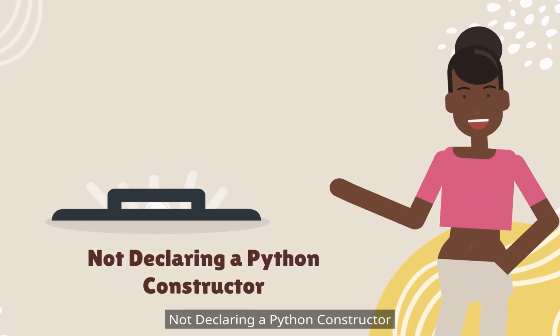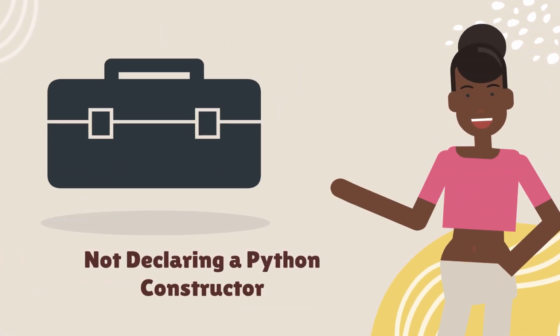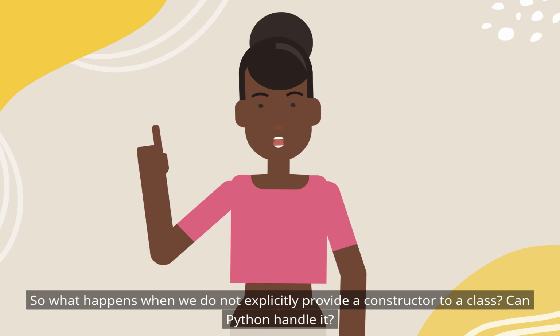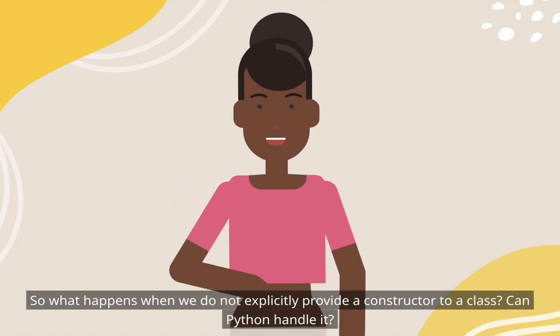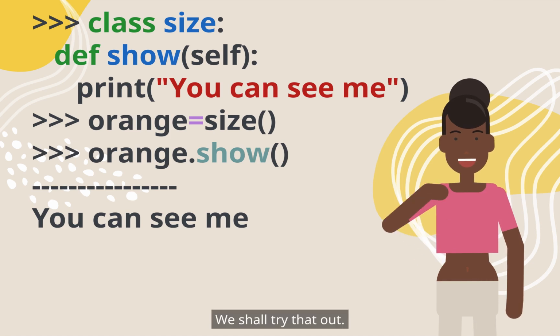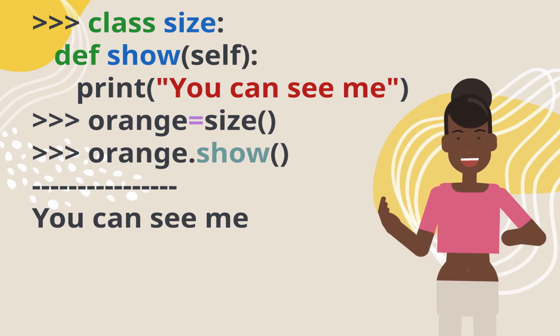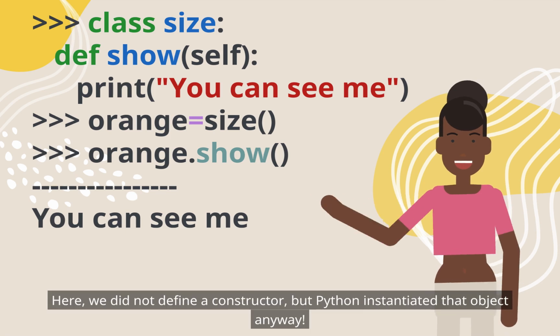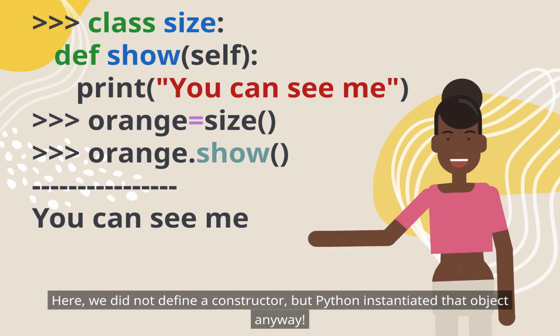Not declaring a Python constructor. So what happens when we do not explicitly provide a constructor to a class? Can Python handle it? We shall try that out. Here, we did not define a constructor, but Python instantiated that object anyway.